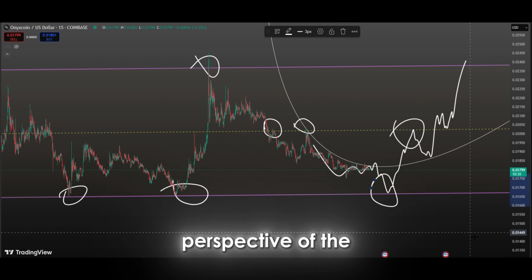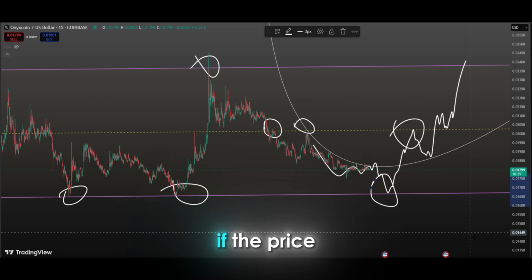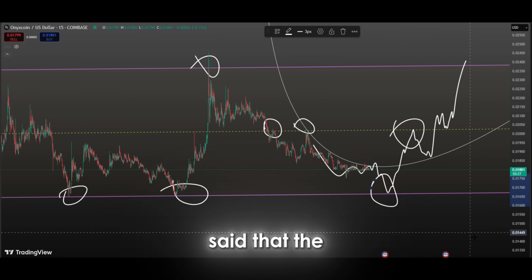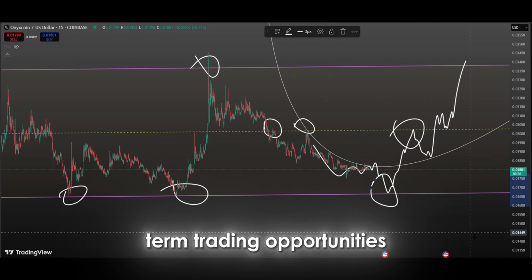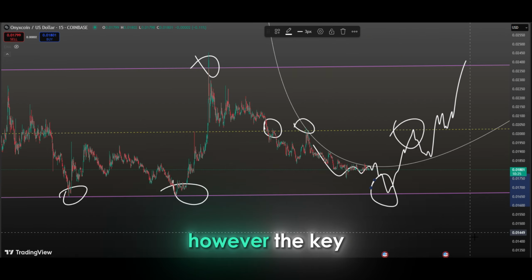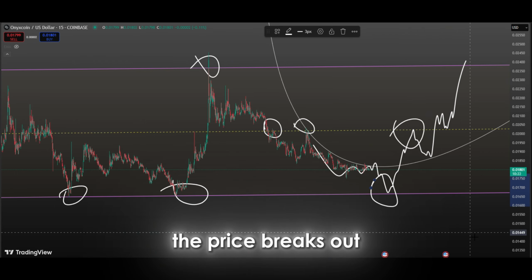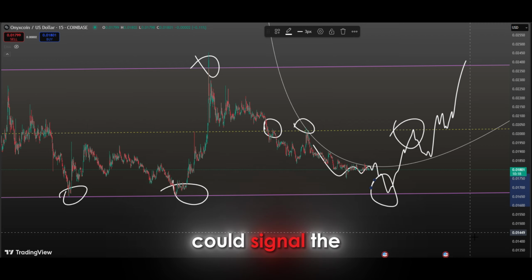Finally, from a broader perspective of the entire channel, if the price continues to move within this structure without a breakout, it can be said that the channel offers short to medium-term trading opportunities. However, the key aspect of channel patterns is how strongly the price breaks out and whether that breakout is sustained. A break below the lower band may trigger sharp downside selling, while a break above the upper band could signal the beginning of a new upward trend.